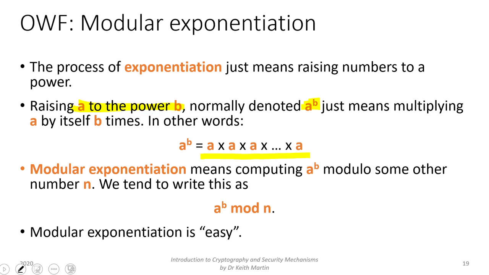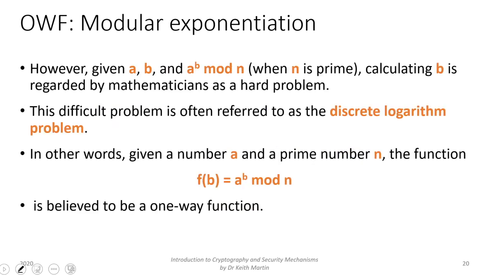Modular exponentiation is where we do the exponentiation and then take the modulo for a particular number. So we would write this as a to the power b mod n. Calculating the modular exponentiation is easy. Like multiplication, this part of the calculation is easy.